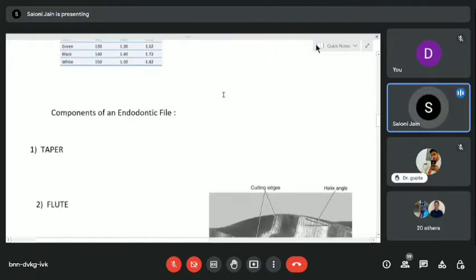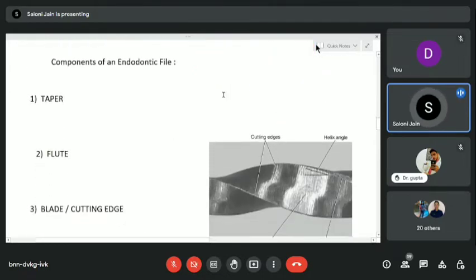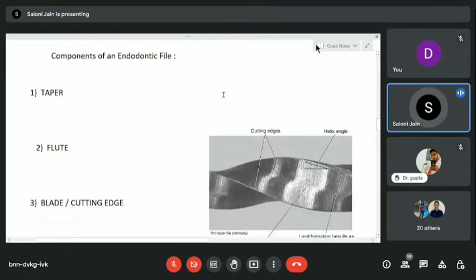The next important thing which you need to study is the components of an endodontic file. There are some confusing terms which one gets confused with when you talk about taper, flutes, cutting edge, helix angle, rake angle. So there are a few components of an endodontic file which are very important to be discussed.